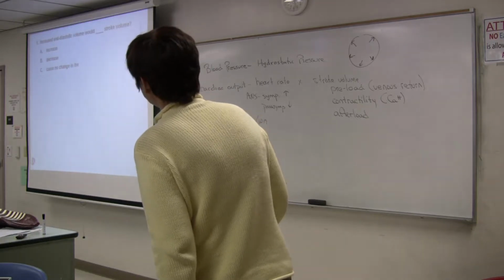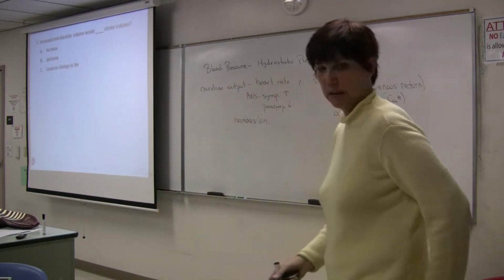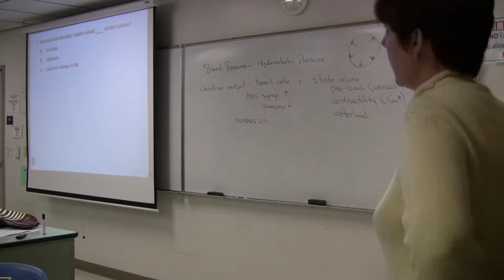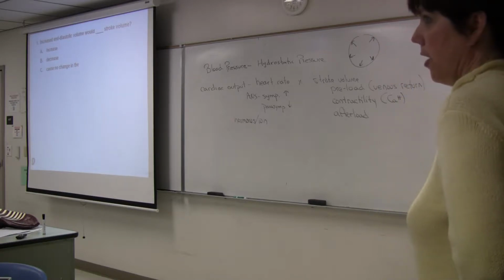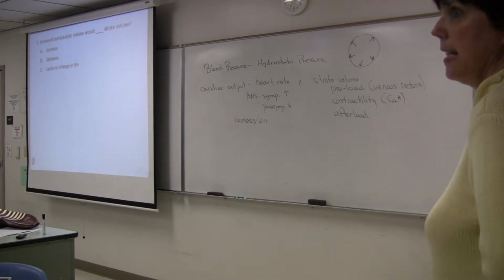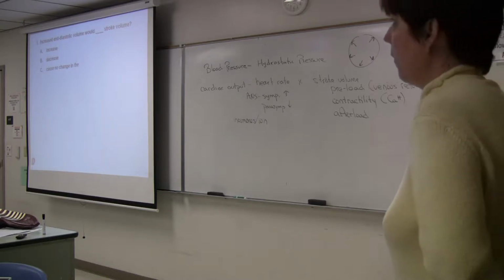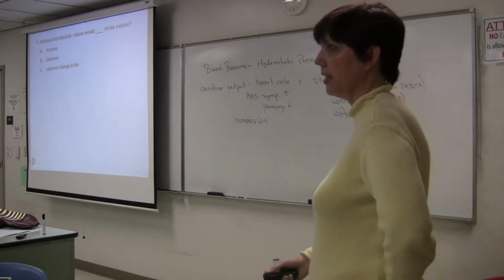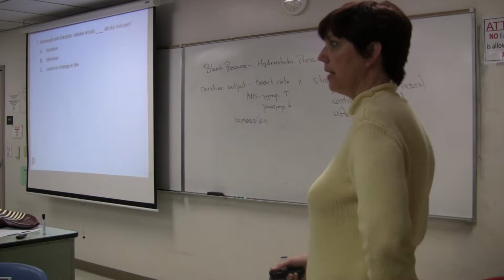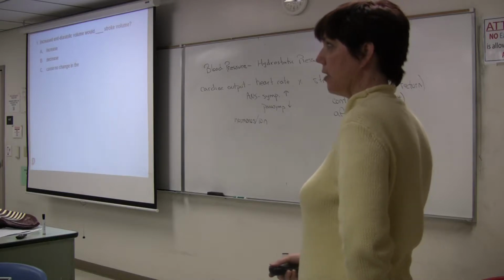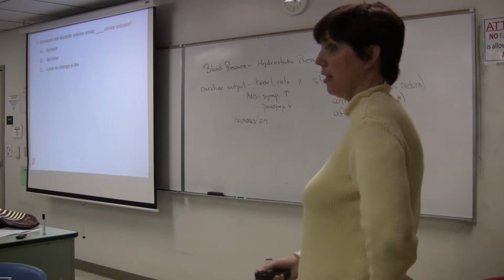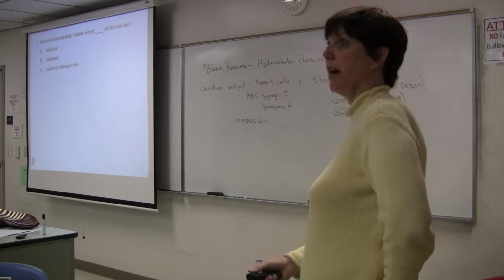All right, so just a bit of review. An increase in end-diastolic volume would do what to stroke volume? End-diastolic volume is higher or lower than end-systolic volume? Higher. Higher. So if we had a higher end-diastolic volume, Starling's law would say that our stroke volume, due to increased contractility, would be higher as well.